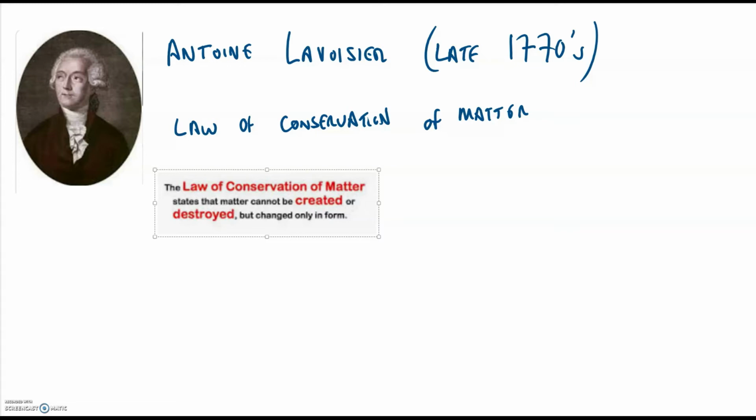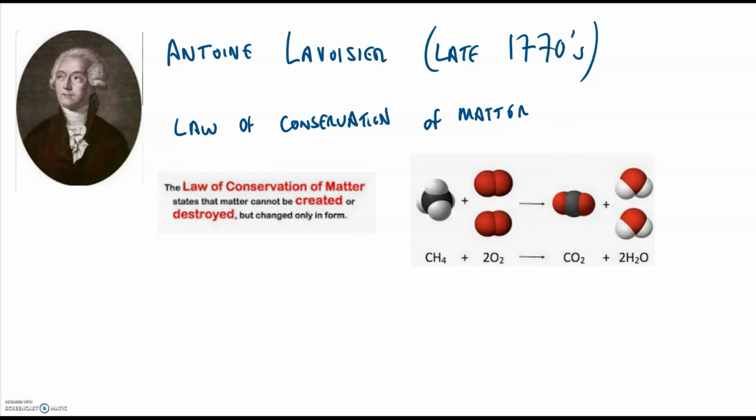This is why we have to balance equations, because in a reaction we have to consider the origin and final resting place of matter, and that's why we have to consider the number of atoms that appear on both sides. There has to be the same one atom of carbon on this side and one atom of carbon on this side. They can't just disappear.